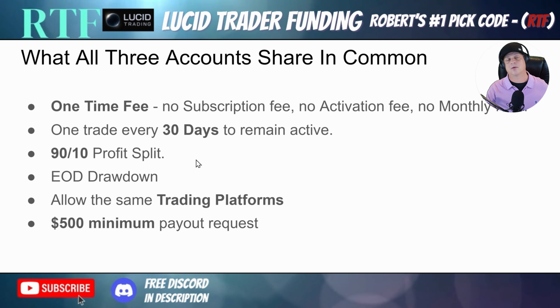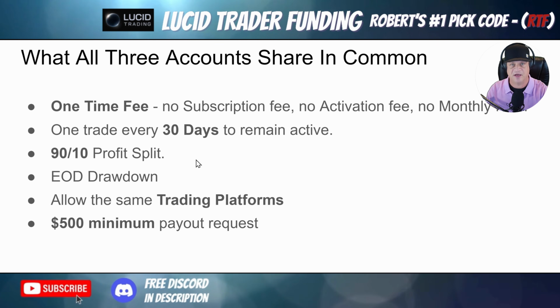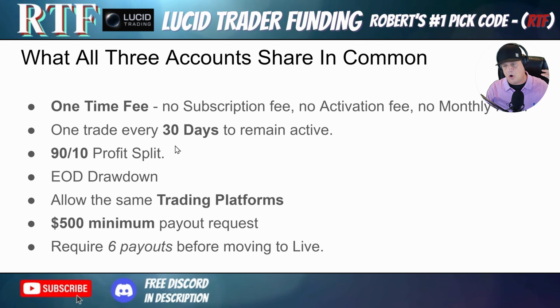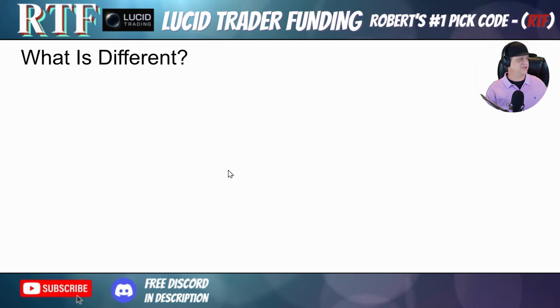Then there's a $500 minimum payout request. All the accounts share that in common. Anytime that you're going to request a payout, no matter what account it is, it's a $500 minimum. And then all three accounts also have that you need to get 6 payouts before you move to live. After your 6th payout, you will be moved to live. And those are some of the things that are the same.